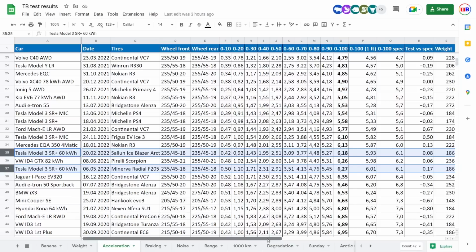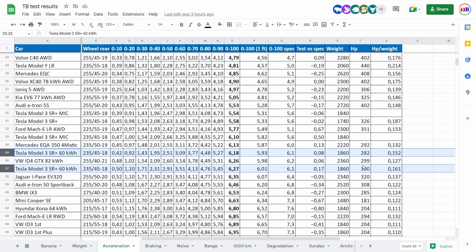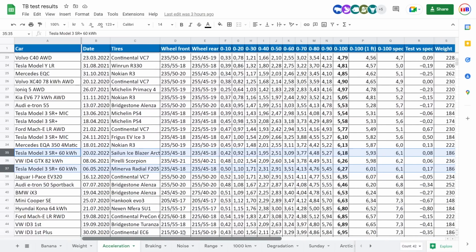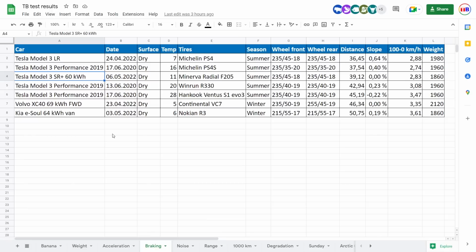Wait, you know, let me see. I did measure the exact power last time. Interesting. So last time I measured 282 horsepower. Or maybe you should start using kilowatts as the power unit instead. And this time we even have more power output, but still it was slower. So yeah, anyway, then over to the next test.